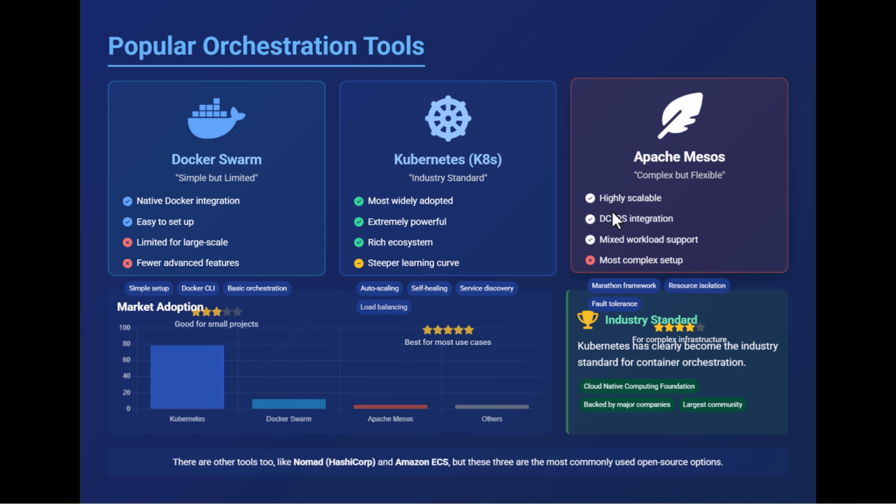There are other tools like Nomad by HashiCorp or Amazon ECS, but Kubernetes remains the gold standard in open source orchestration. If you are starting fresh or scaling up, learn Kubernetes. It's complex at first, but gives you the control and flexibility to run a production grade containerized application like a pro. Let's move to the next slide.